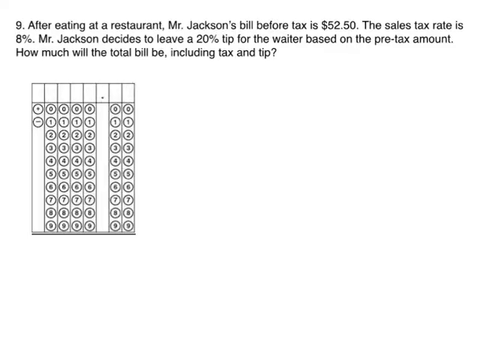Okay, number 11. After eating at a restaurant, Mr. Jackson's bill before tax is $52.50. The sales tax rate is 8%. Mr. Jackson decides to leave a 20% tip for the waiter based on the pre-tax amount. How much will the bill be, including tax and tip?